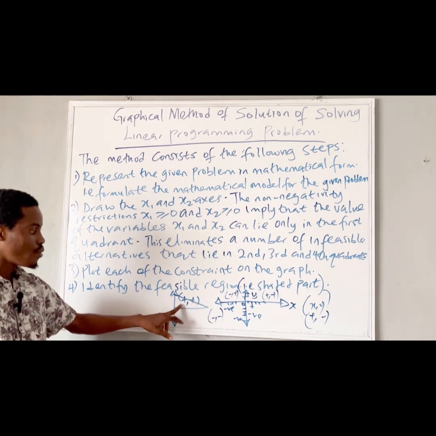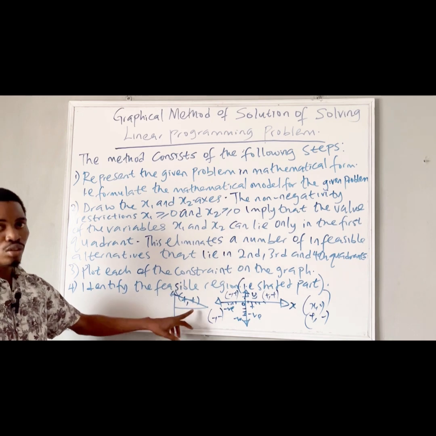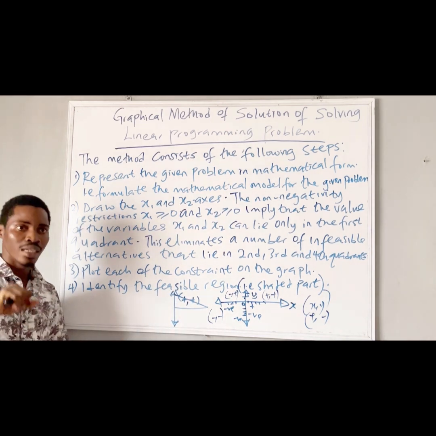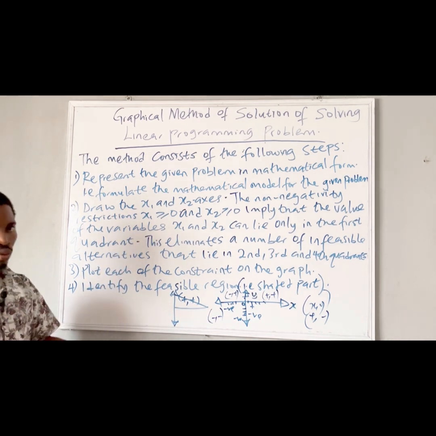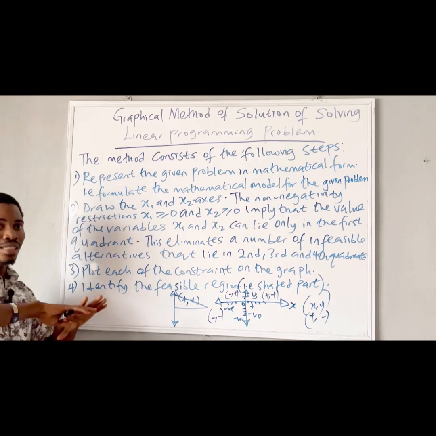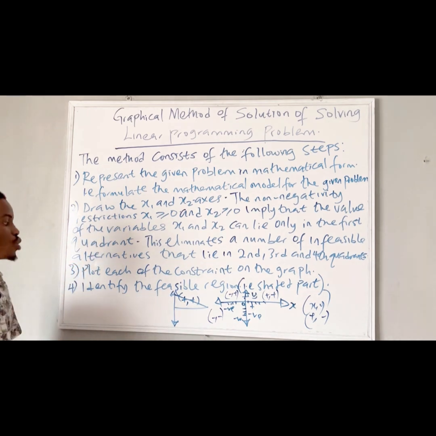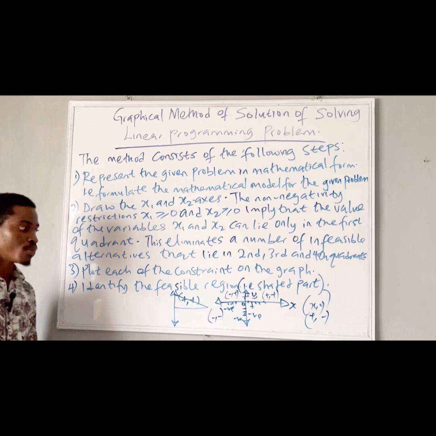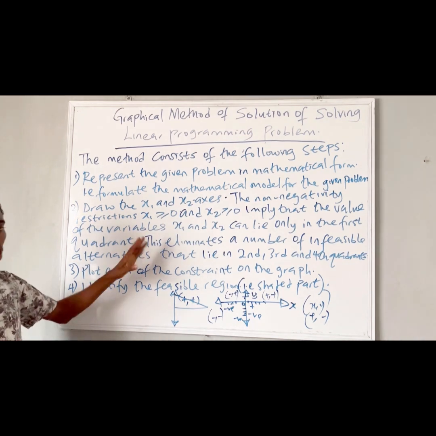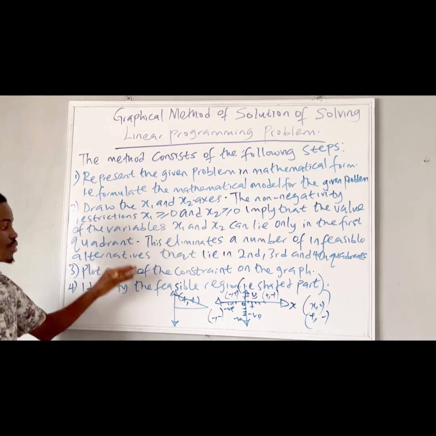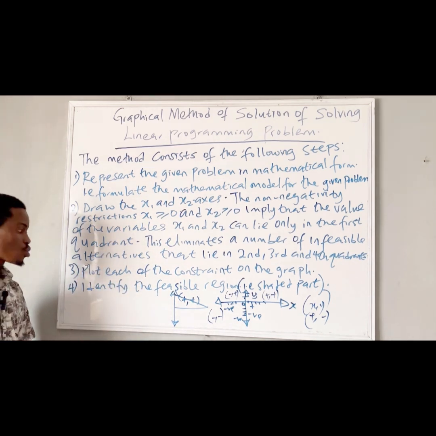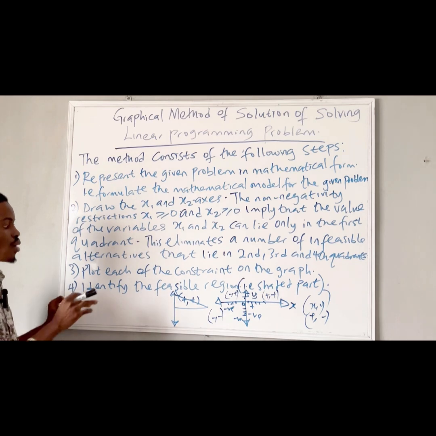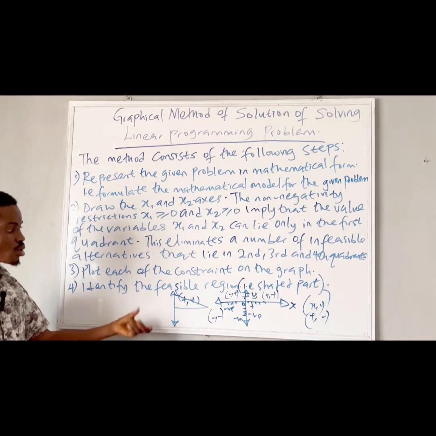Whenever we have a less than or equal to or a greater than or equal to, we are going to shade the area. If it is less than or equal to, we shade it down. If it is greater than or equal to, we shade it up. The shaded part is called the feasible region, so you have to identify the feasible region. If it is greater than or equal to, you shade the region up. If it is less than or equal to, we shade the region down. That indicates we have identified the feasible region on the graph.